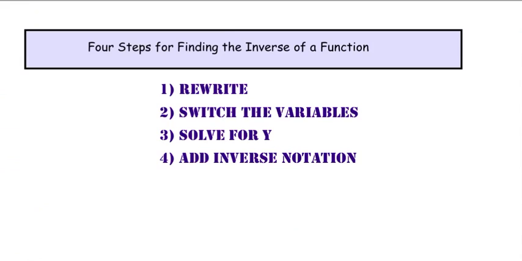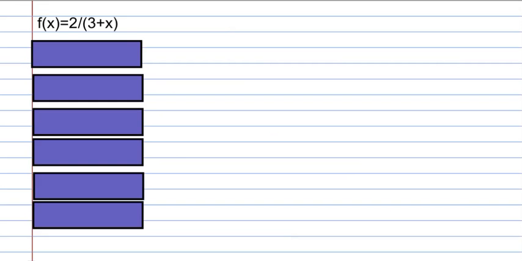There are 4 steps for finding the inverse of a function. First you rewrite, then you switch the variables. Third, solve for y, and fourth, you add inverse notation.